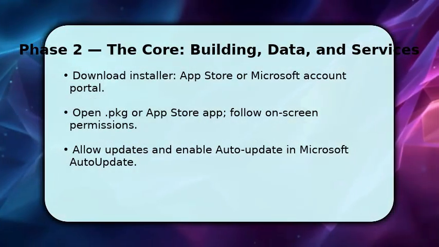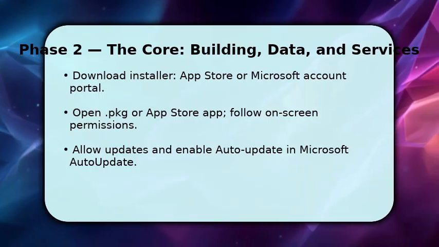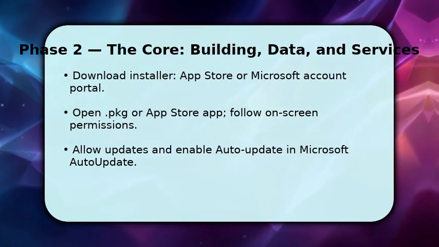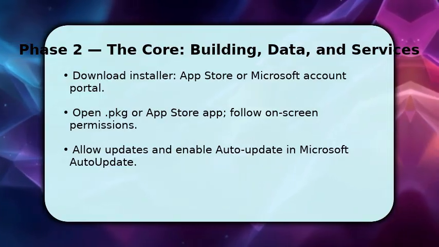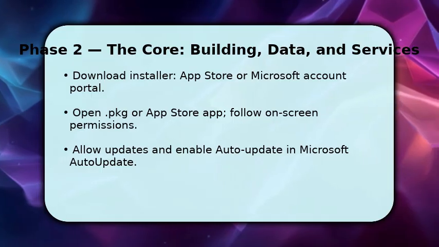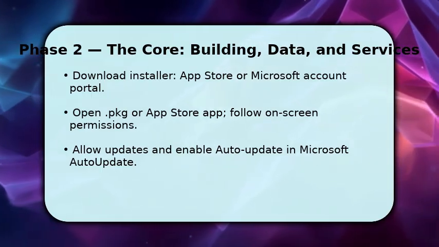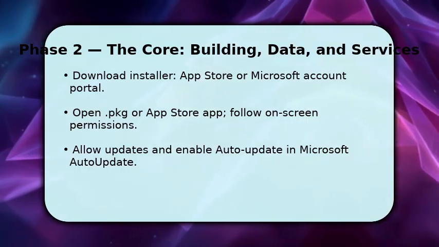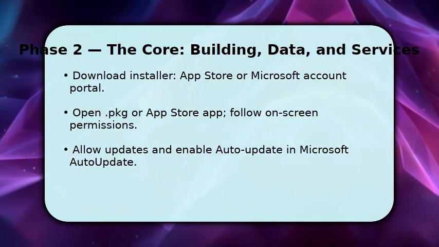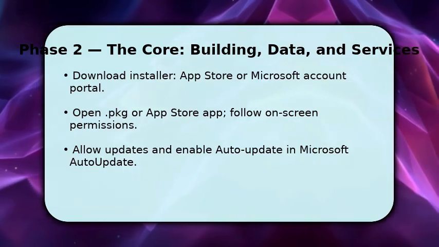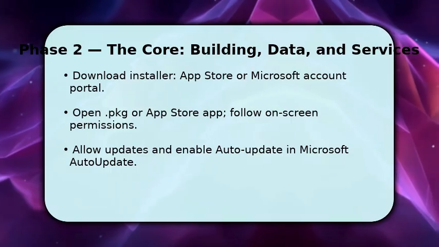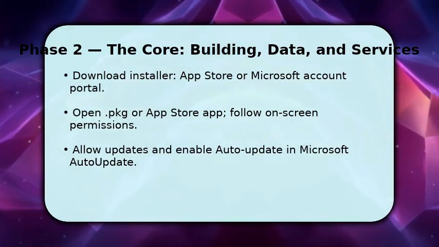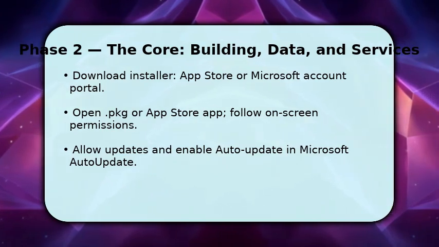Once the installer is downloaded, open the PKG or click Get in the App Store and allow macOS permissions. You'll be prompted for your admin password. Install Word, Excel, PowerPoint, and Outlook by following the prompts, accept terms, choose the default install location, and wait for files to copy. After installation, open any Office app and sign in with your Microsoft account to activate your license. Make sure to run Microsoft Auto Update afterward, so apps stay current and secure.